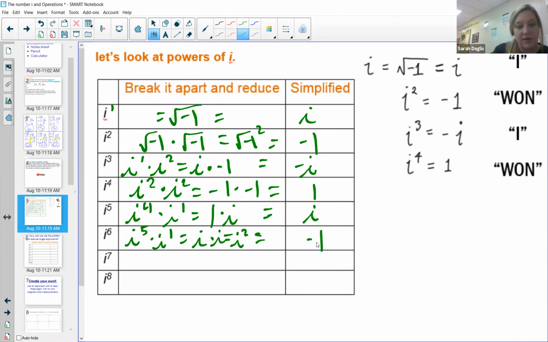I to the 7th, we're going to rewrite this. I'm going to use 3 and 4 this time. So i cubed times i to the power of 4. Well, I know i cubed simplifies to -i. And we know i to the fourth simplifies to just 1. So negative i times 1 gives me negative 1i or negative i.